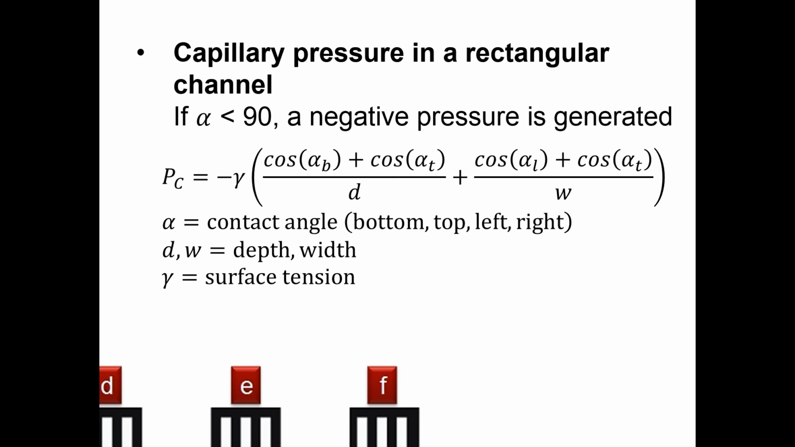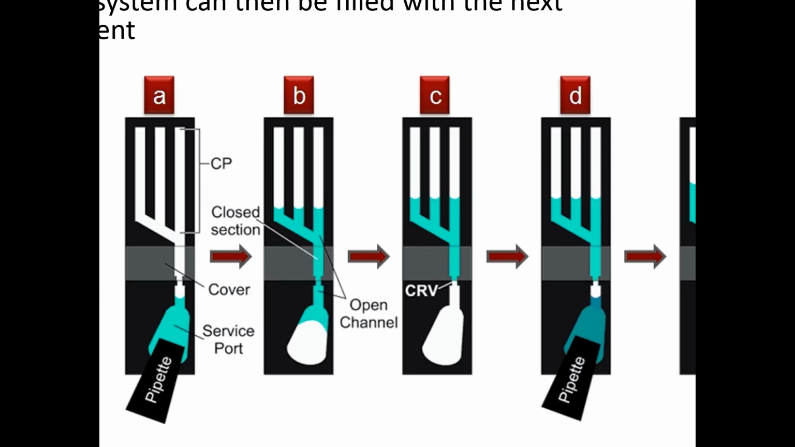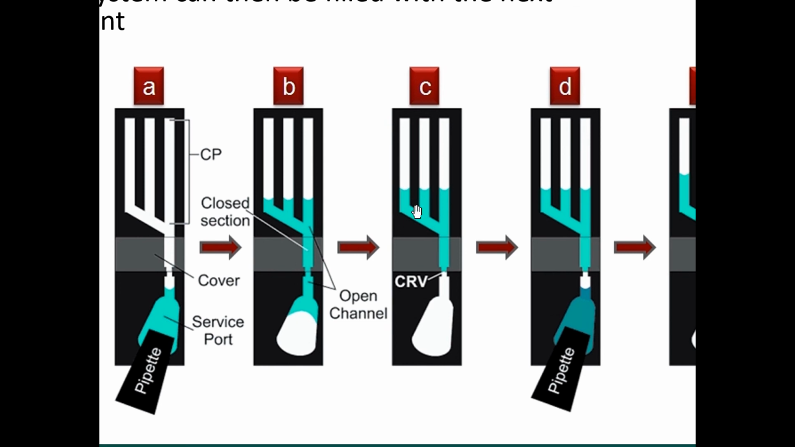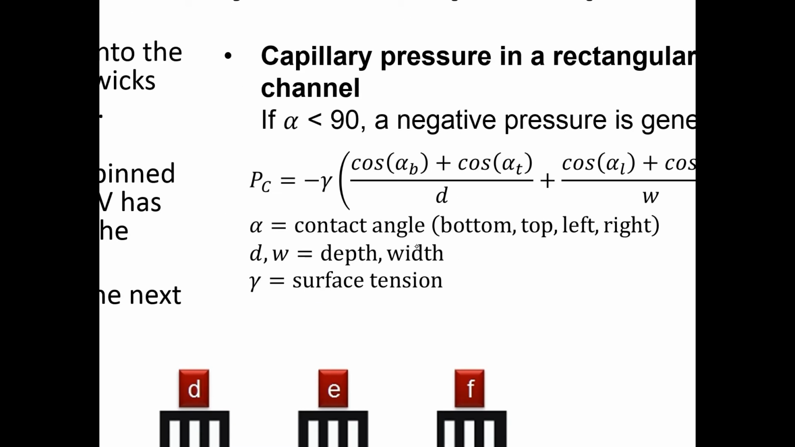So the channels that have a smaller dimension are obviously going to generate a larger capillary pressure. So these guys are generating a larger capillary pressure than this side. So the fluid gets pulled up further. Now when it stops is when it reaches this thing called the capillary retention valve. A capillary retention valve is nothing but just a thinner region of the channel, a very narrow channel. When it gets to this portion here, this channel is so narrow that it generates a lot of capillary pressure. So remember that the capillary pressure is inversely proportional to the channel dimensions. It's a nonlinear function.